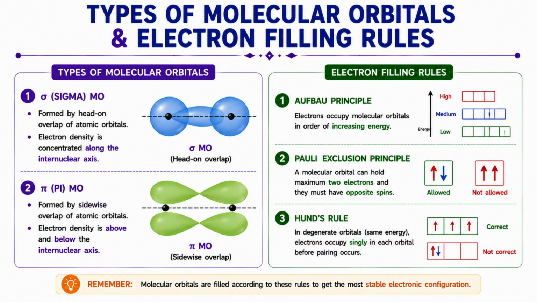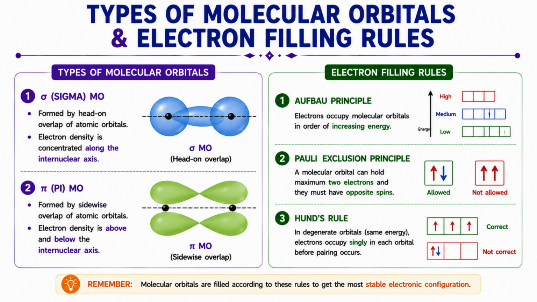Molecular orbitals are mainly of two types: sigma molecular orbitals, formed by head-on overlap. They have electron density along the internuclear axis. Pi molecular orbitals, formed by sidewise overlap. They have electron density above and below the internuclear axis.